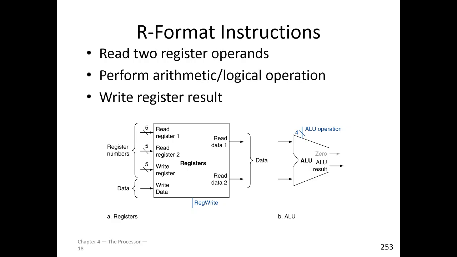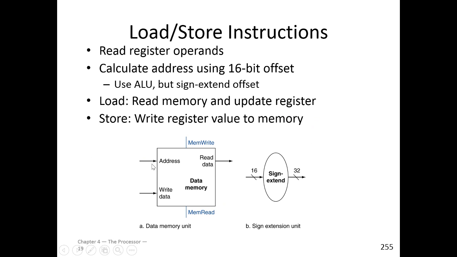For R-format instructions, here is the logic that we're going to need. We're going to use read registers, a register file, and the ALU, and we're going to use the ALU result. Notice how we're not using the zero output here. We have to select the operation. For load and store instructions, we're going to use data memory logic, and we may use the sign extend logic. I already talked about deconflicting the sign-extended offset versus the ALU.